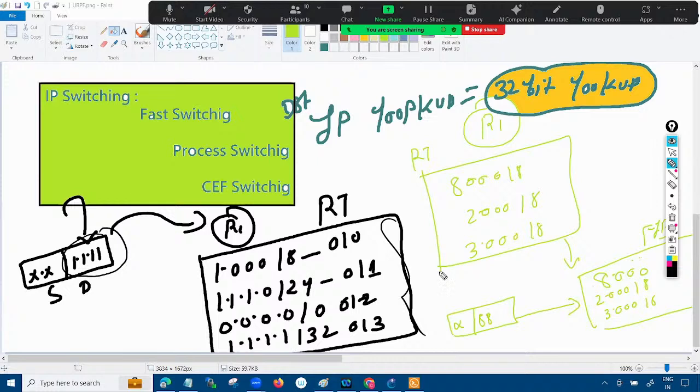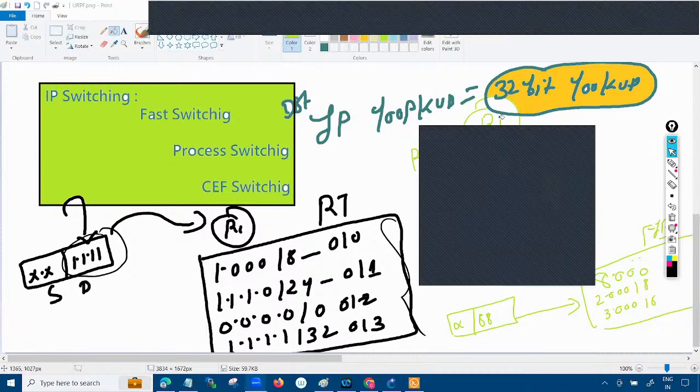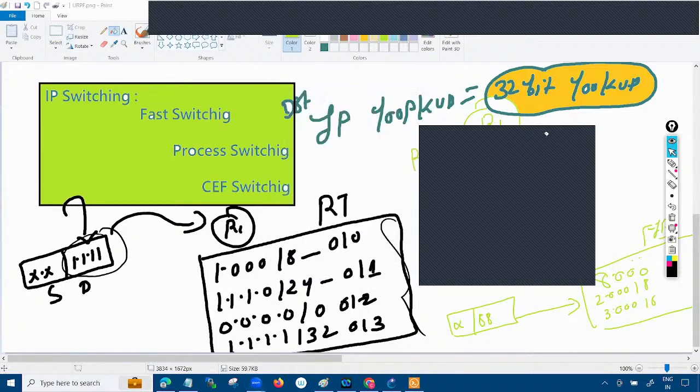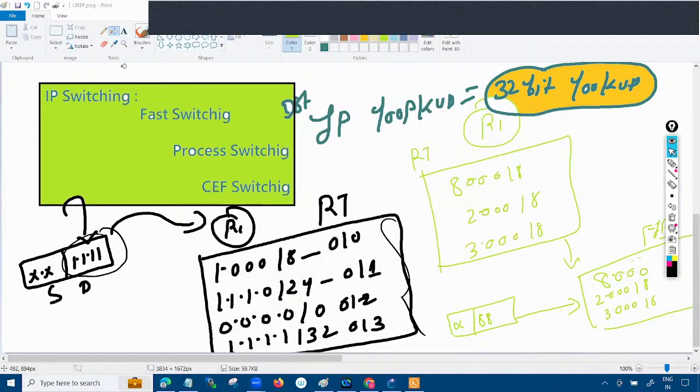I think it will check the 1.1.1.1/32. Why? It's a correct answer, but why? Because the 1.1.1 is the same, but we have the source address and the destination address. It's a correct answer, the 1.1.1.1.